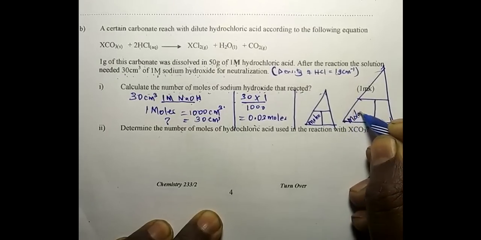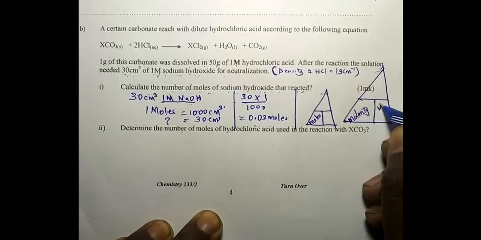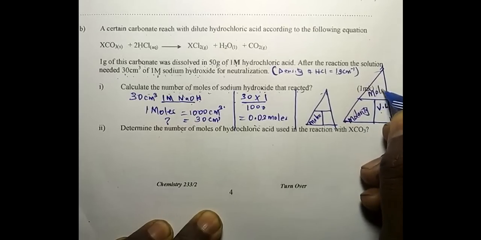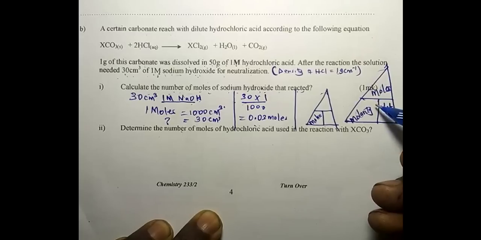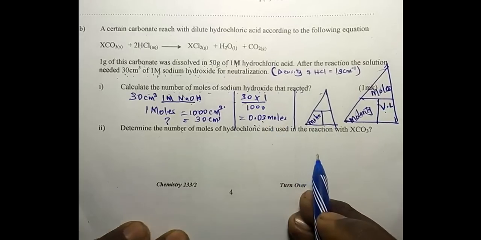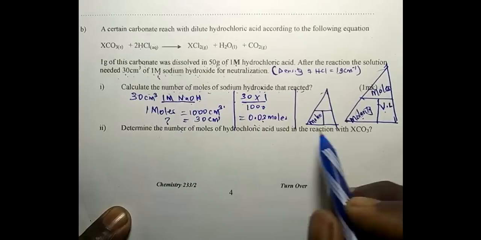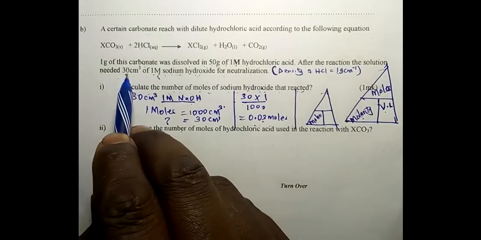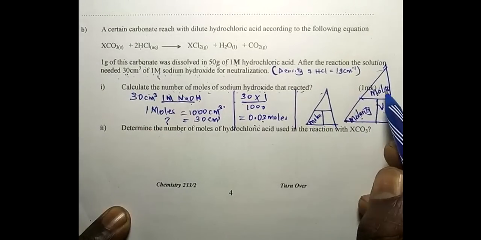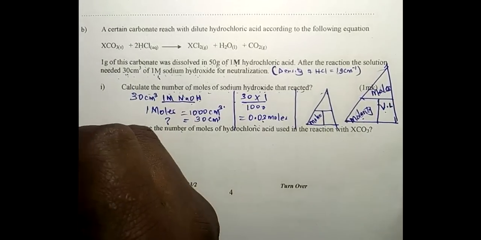Molarity, volume in liters. This volume must be in liters, moles. So you can use this formula and you will get the same answer. How? We have the molarity of sodium hydroxide, which is 1. We have the volume, it is 30, and then we want moles.